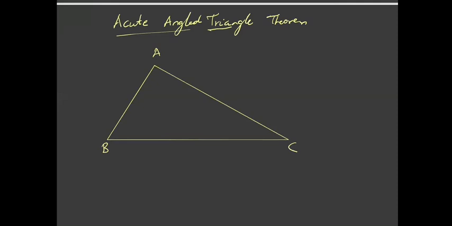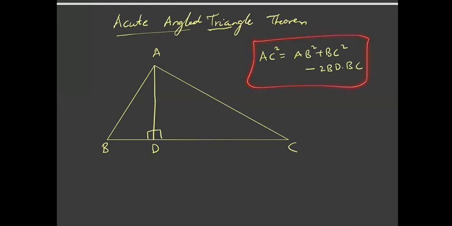Now let us say you know the lengths of AB and BC, but you want to find out the length of AC. So what we do is drop a perpendicular from A to the side BC, and say this point is D. So AC square is equal to AB square plus BC square minus twice of BD times BC. This is the formula to find the side AC.